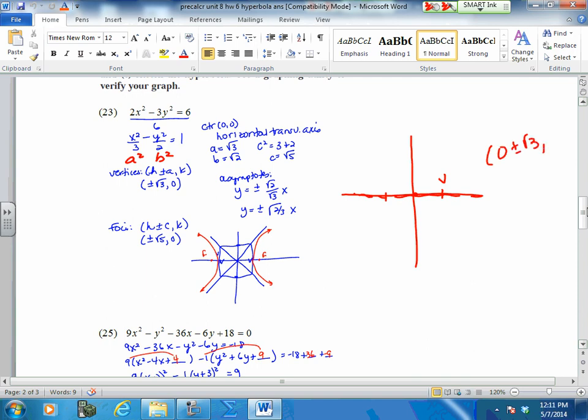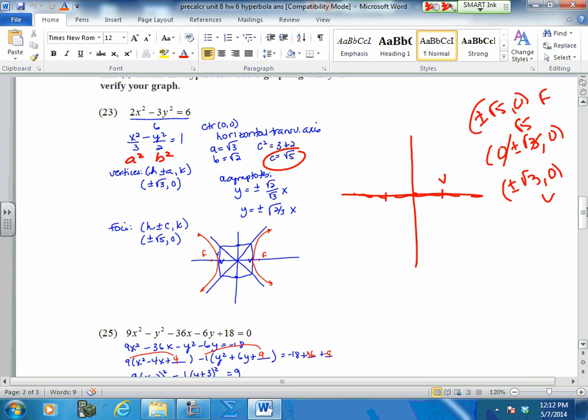There's your vertices at the 0. So therefore, I don't really need the 0. So plus or minus radical 3, 0. There's your vertices. Your foci follow the same thing as your vertices do because they have to be on that transversal. Your foci is plus or minus radical 5. So just change this radical 3 to a radical 5. So plus or minus radical 5, 0. There's your foci.